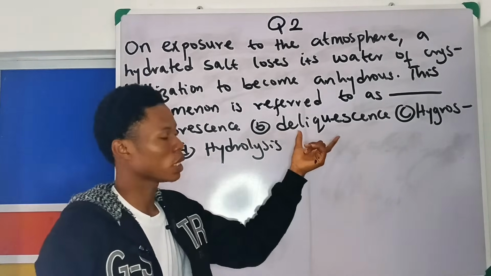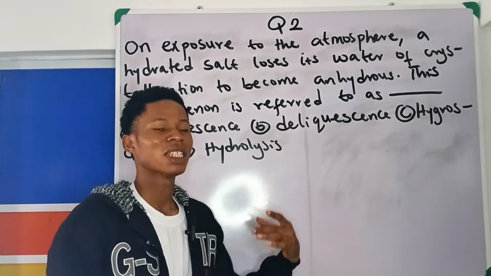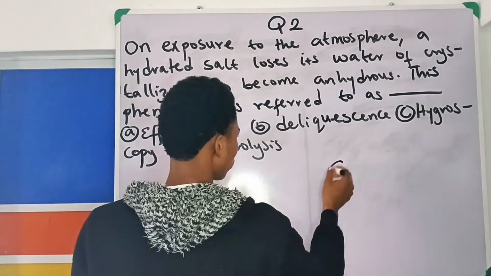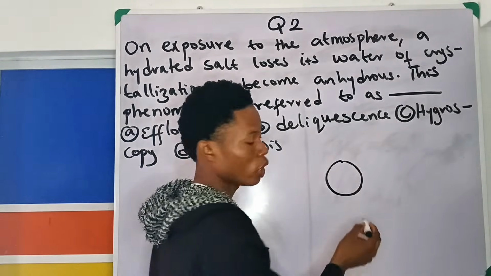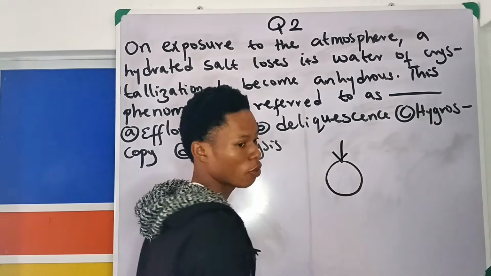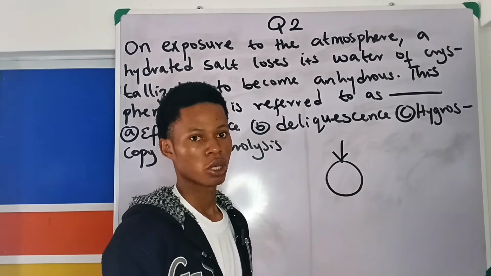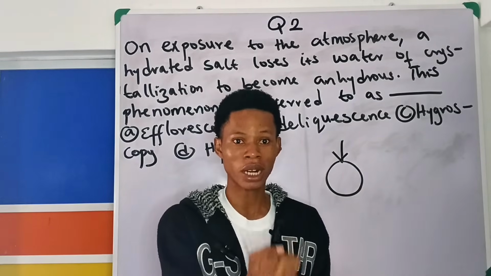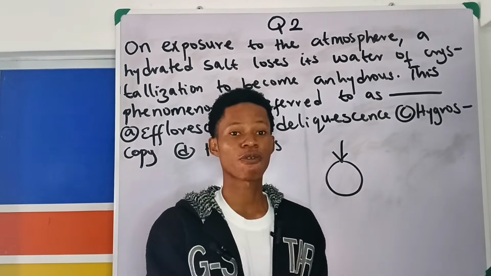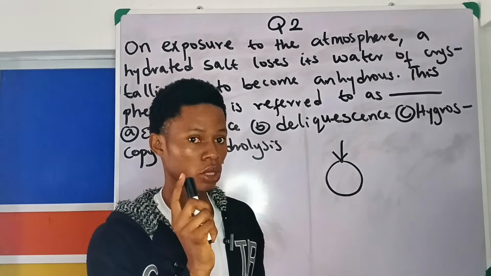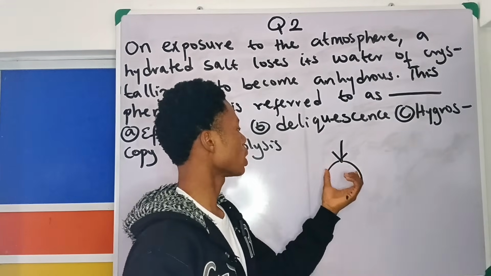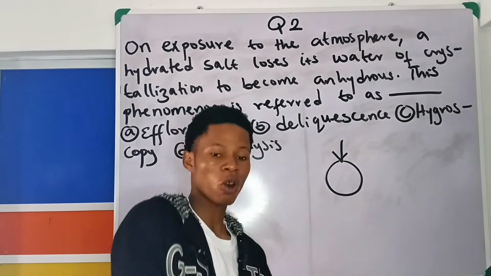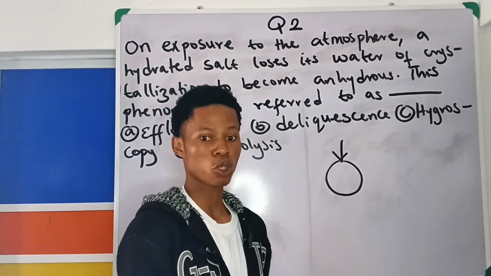Now, deliquescence, on the other hand, is any substance that, when you expose it to the atmosphere, will absorb water. Take for example your salt. If you expose it to the atmosphere, you agree with me that your table salt will absorb water, right? It absorbs moisture and forms a solution. So a deliquescent substance is any substance that absorbs moisture from the air and dissolves in that moisture, that is, it forms a solution with it.